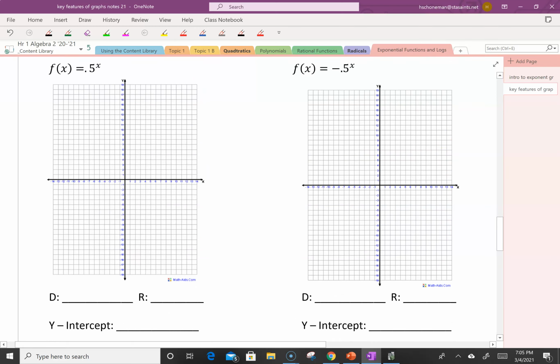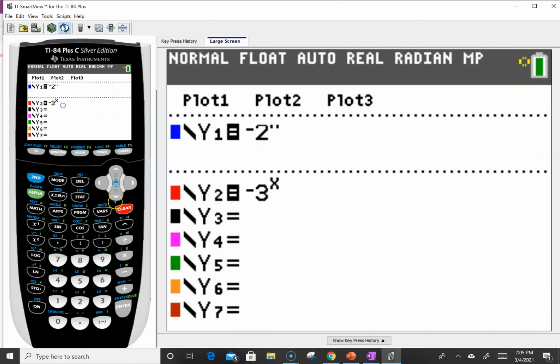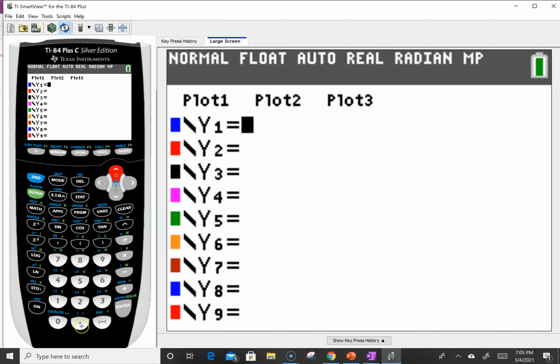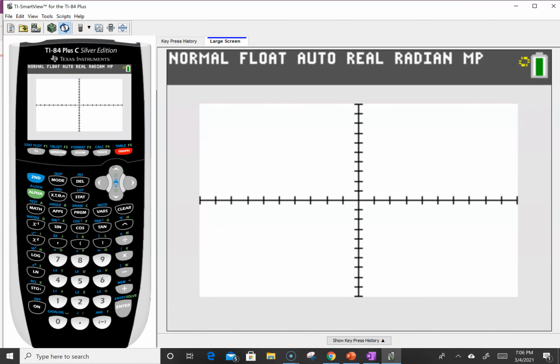What happens if the number is a fraction or a decimal? So again, we're going to go back to our calculator. We're going to hit y equals. We're going to clear all these out, and we're going to be efficient about it. Well, let's first look at one of them. So 0.5 to the x. Make sure you have that 0.5 in there. Let's graph it and see what happens here.